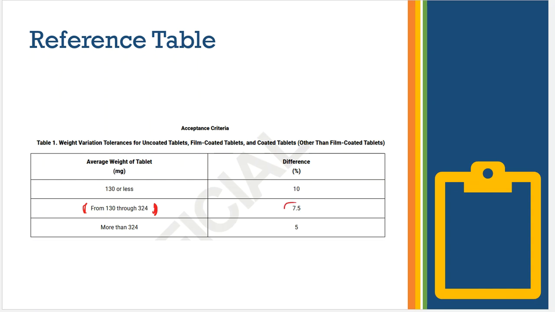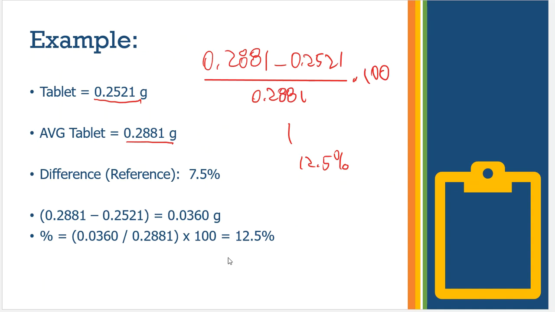And it looks like my threshold is 7.5%. If anything is over 7.5, it fails. But also look at what it says. For this example problem, 12.5 is greater than 7.5. So absolutely, this capsule will fail.